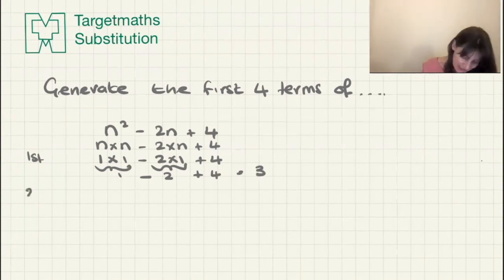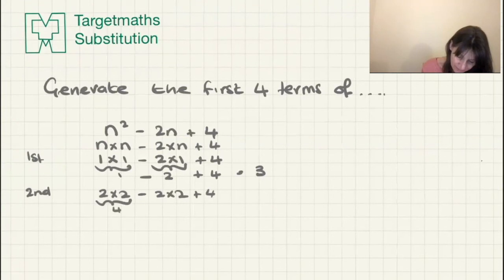I'm going to put the second one in. 2 times 2 minus 2 times 2 plus 4. 2 times 2 is 4. 2 times 2 is 4. If I take those away, I've got nothing. 4 take 4 is 0. Add the 4 here, and I've got 4 coming out.